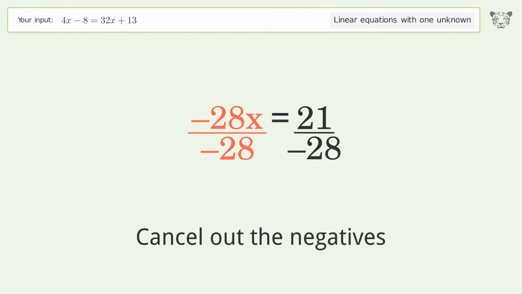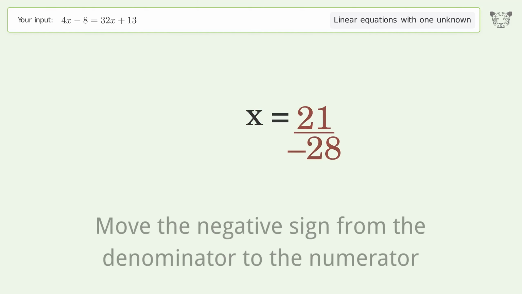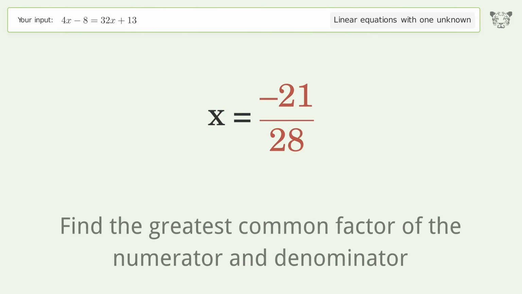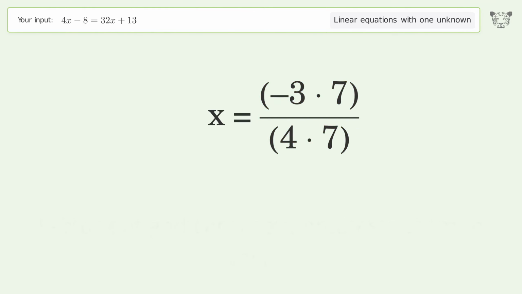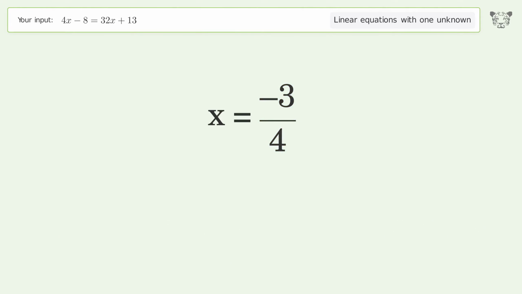Cancel out the negatives. Simplify the fraction. Move the negative sign from the denominator to the numerator. Find the greatest common factor of the numerator and denominator. Factor out and cancel the greatest common factor. And so the final result is x equals -3/4.